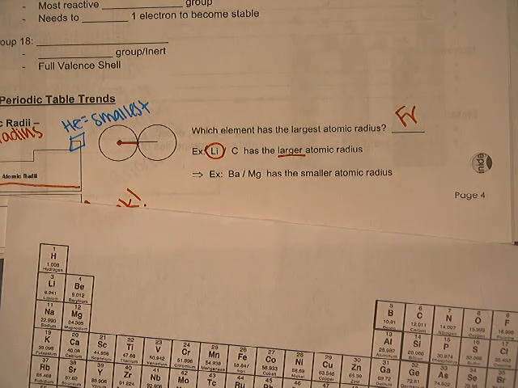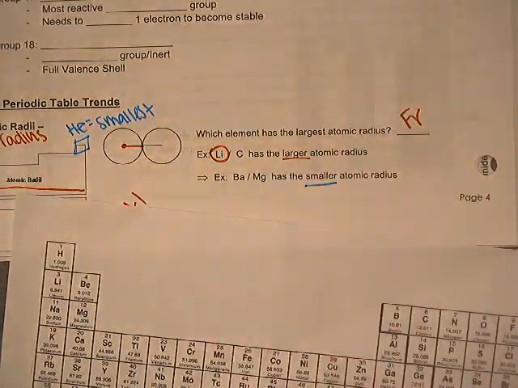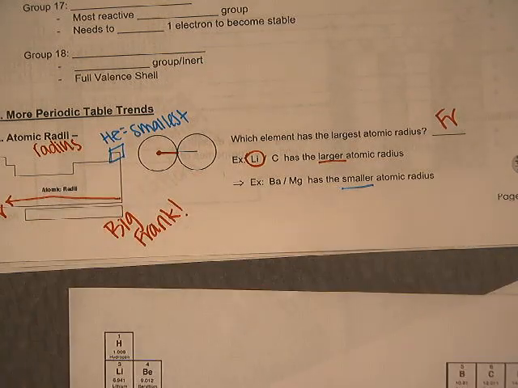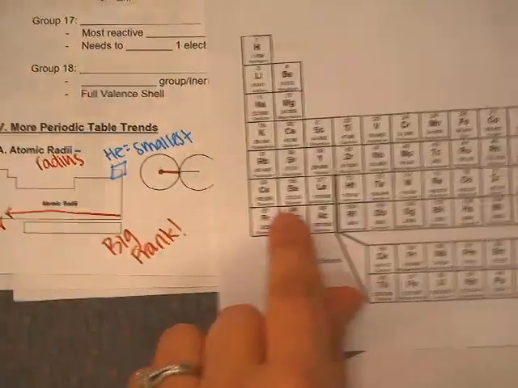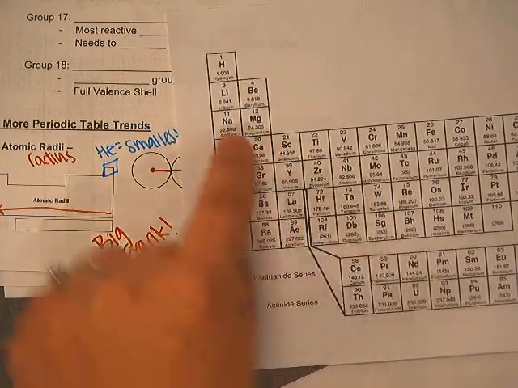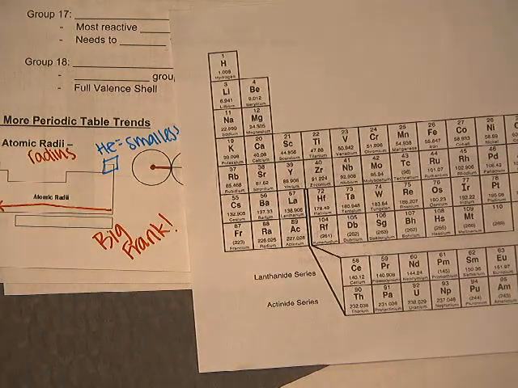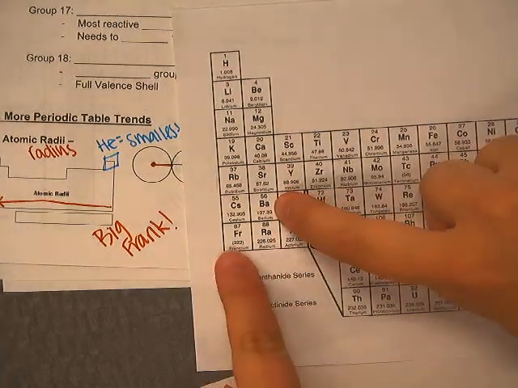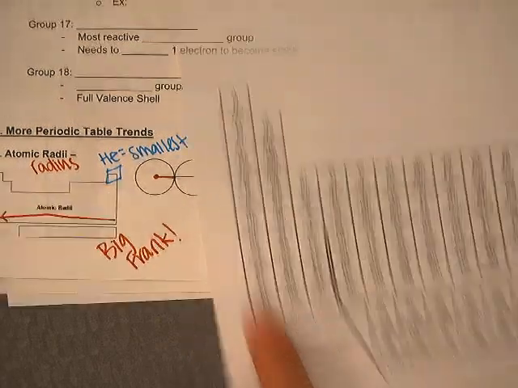And then this example says between barium and magnesium, which one has the smaller atomic radius? So if we're looking for smaller, the 2 ways you can think of it are which one is closest to helium or which one is furthest away from Big Frank. Both of those will give you the same result. So between barium and magnesium, barium is down here and magnesium is here. Which one would be smaller, magnesium or barium? Further away from what? Big Frank. Barium is here and Big Frank is here. What's the other one? Magnesium. Magnesium is further away from Big Frank, which means that it is smaller.